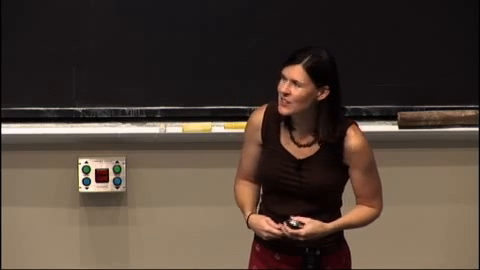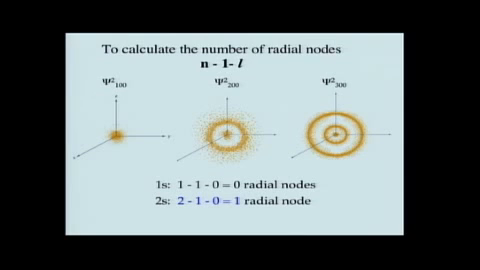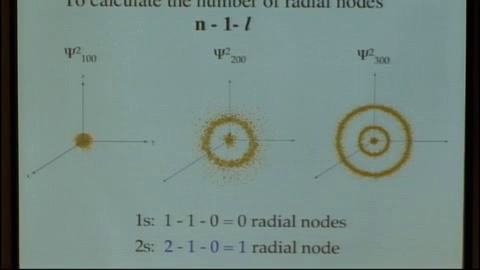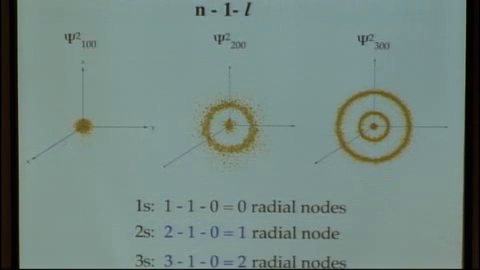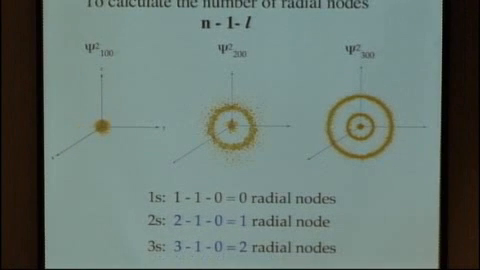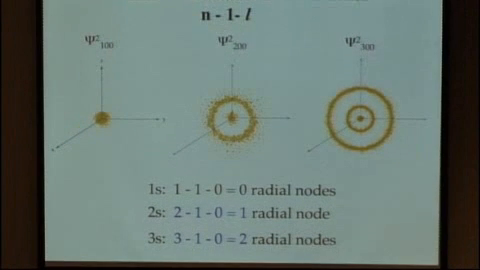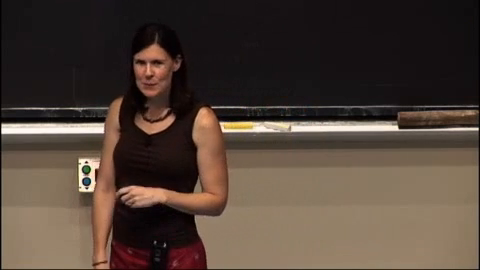If we try this for the 2s, we have 2, minus 1, minus 0. So what we should expect to see is one radial node, and that is what we see here in the probability density plot. And then if we think about the 3s, we want to start with 3. We subtract 1. Again, L is equal to 0, so minus 0, and we have 2 radial nodes. So this should be pretty straightforward.